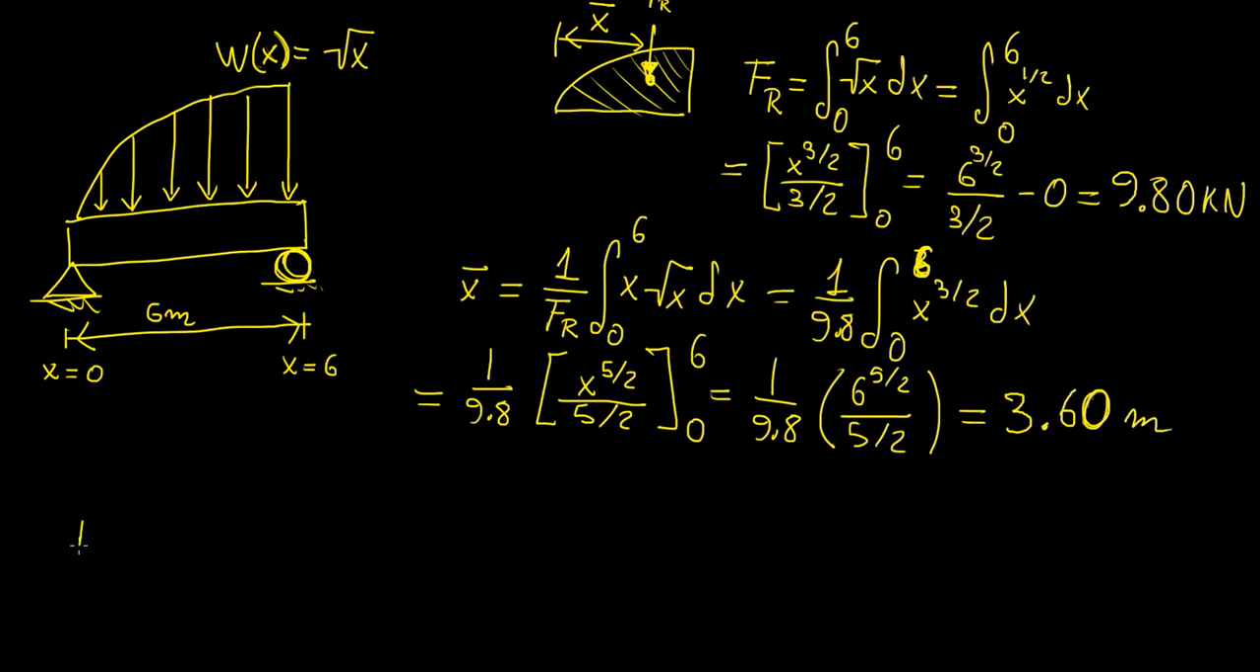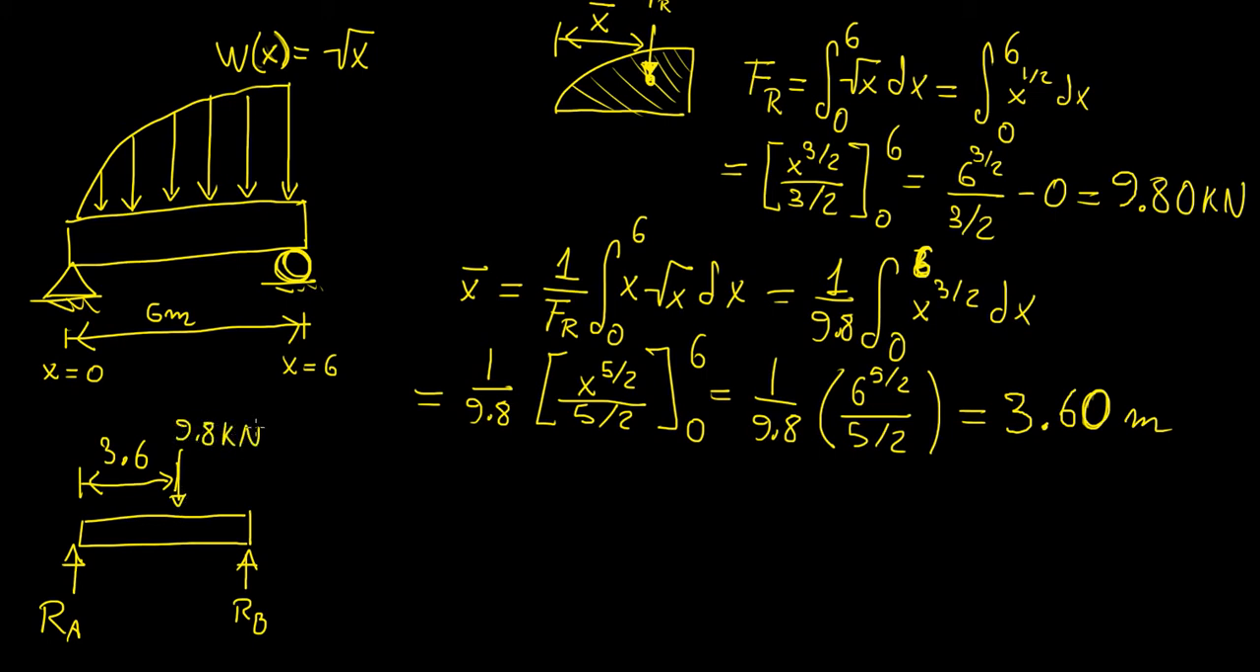So now we can draw our free body diagram as we would normally do. We're going to have a reaction force over here, RA, and another one over here, RB. Then at 3.6 meters from the left, we're going to have our resultant force of 9.8 kilonewtons. That means we have a remaining 2.4 meters on this side. There's not going to be any reaction force in the x direction because, once again, we don't have any horizontal external forces.